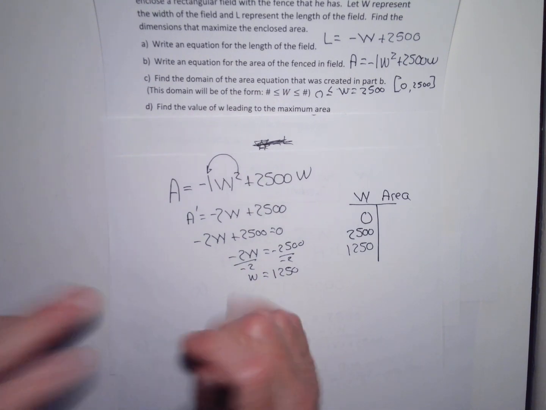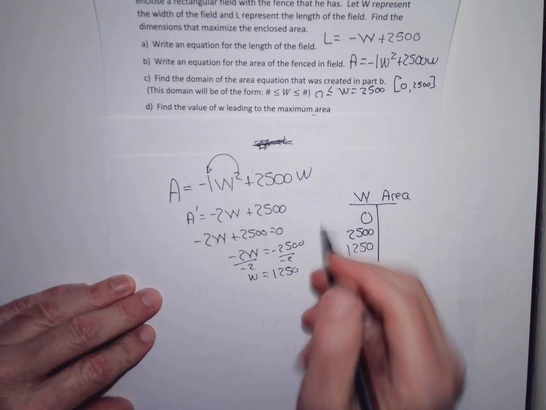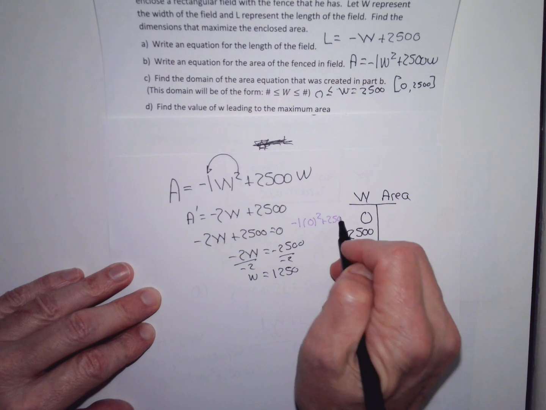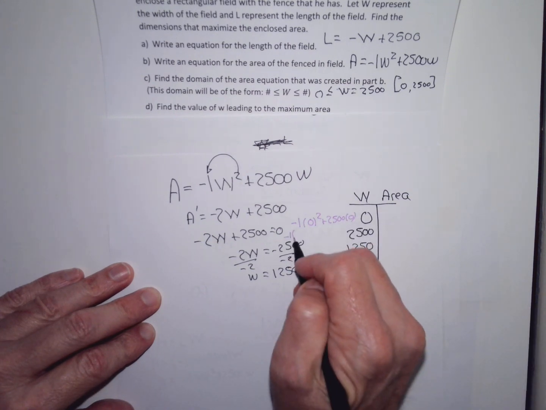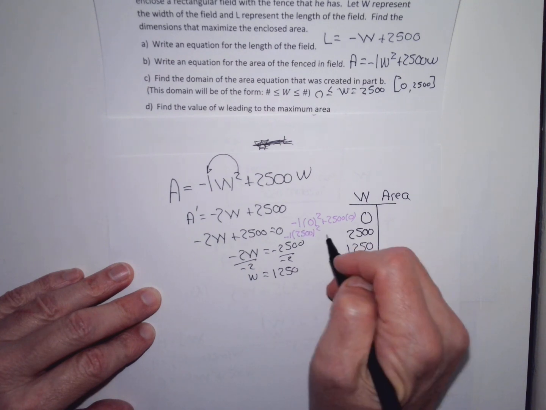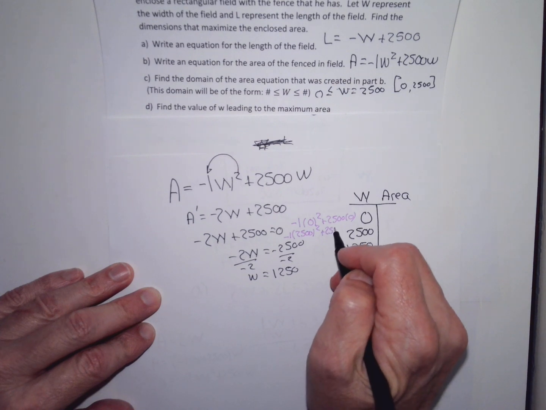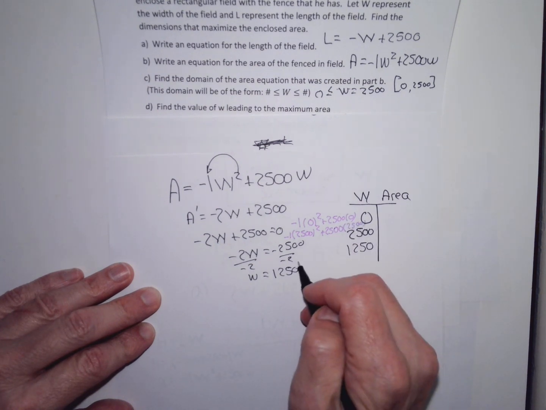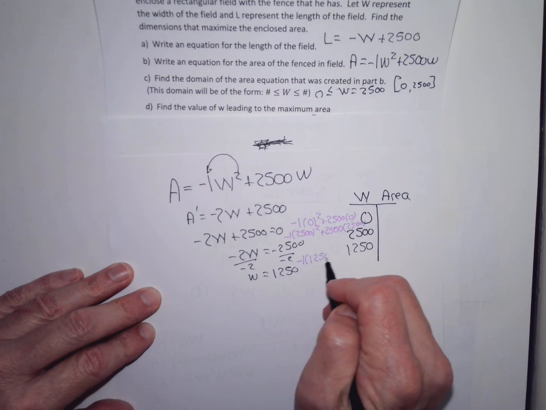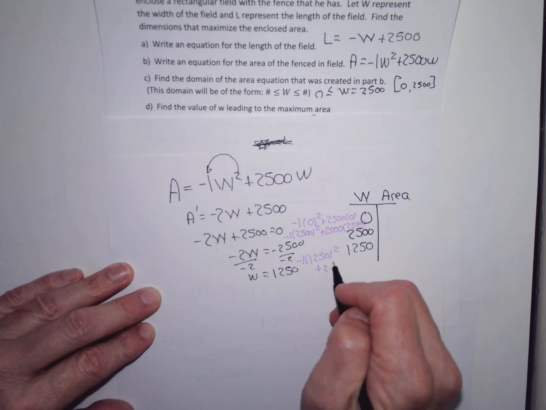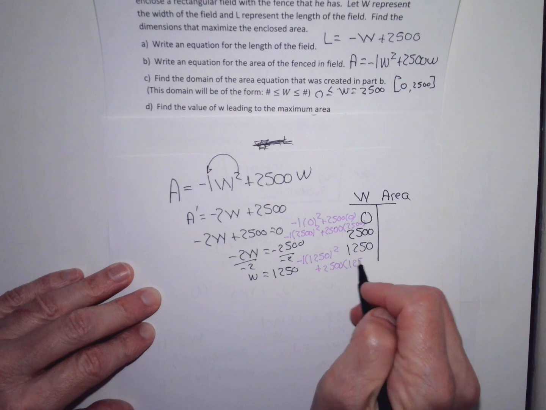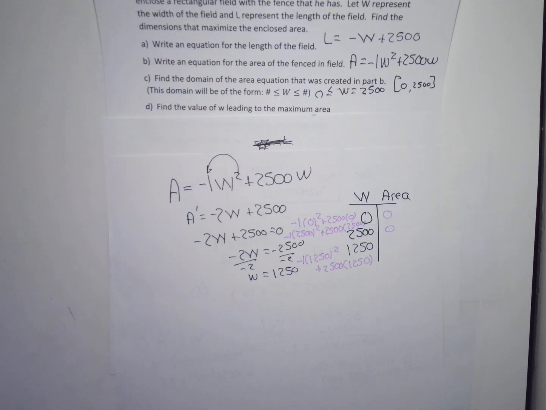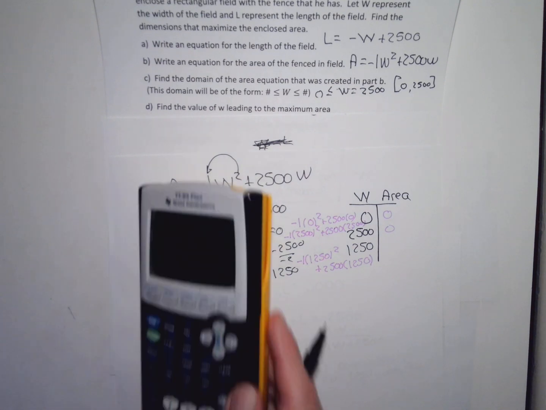Now for each w, I'm going to find the corresponding area. So for the top one, I'm going to go negative 1 times 0 squared plus 2,500 times 0. Then negative 1 times 2,500 squared plus 2,500 times 2,500. And for the last row, where my answer is going to be, I'm going to do negative 1 times 1,250 squared plus 2,500 times 1,250. And I'm just going to do the bottom row. These two come out to 0. I know from doing so many of these that those always come out 0. You can do them on your calculator, but I'm just trying to save a second here.